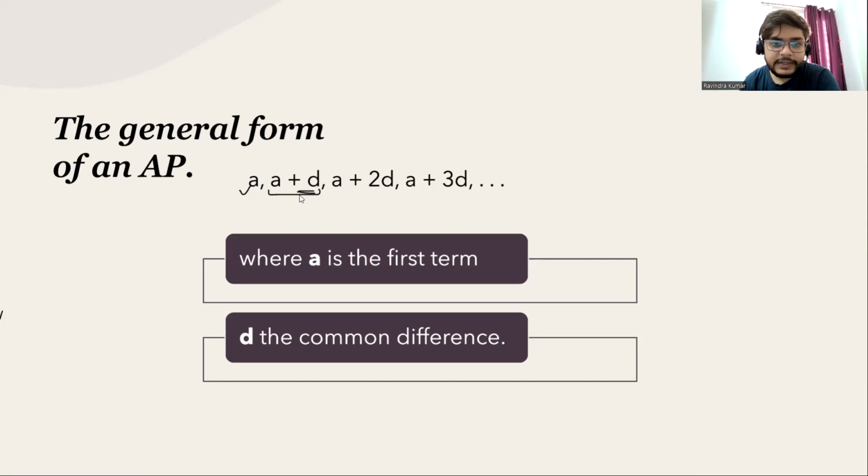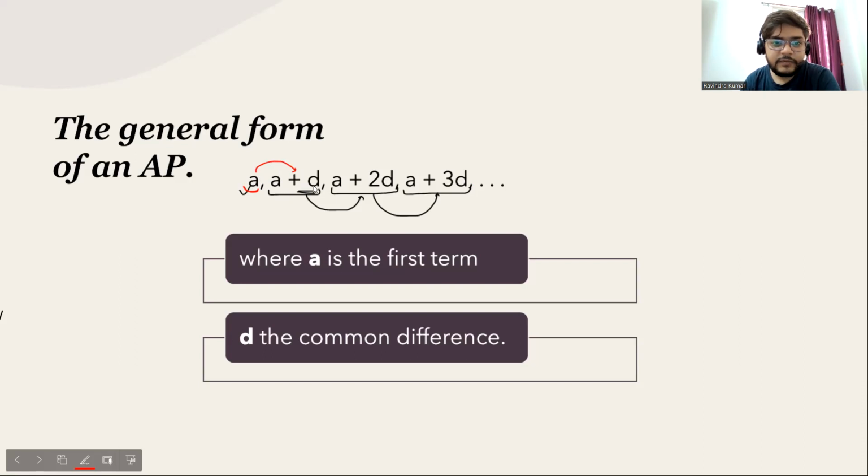And when you add D to the second term, we get the third term, that is A plus 2D. Again, add the D to the third term, we will get the fourth term, that is A plus 3D. Okay, so if we concentrate on the first term only, you notice here that there is no D in the first term because A is the first term itself. And when you add the common difference to the first term, we get the second term.